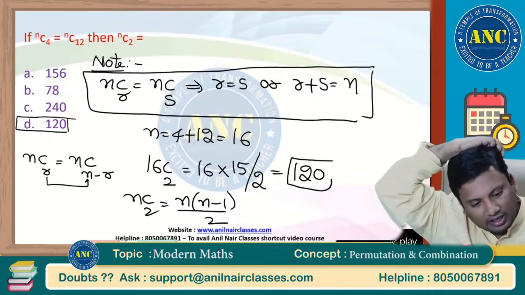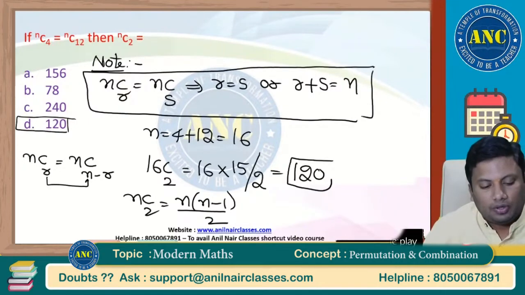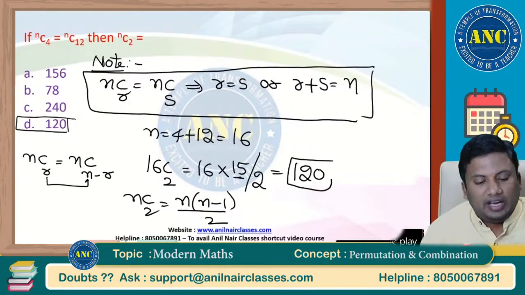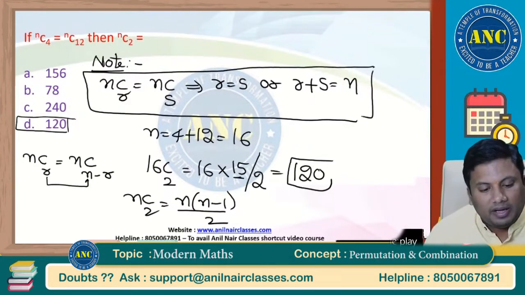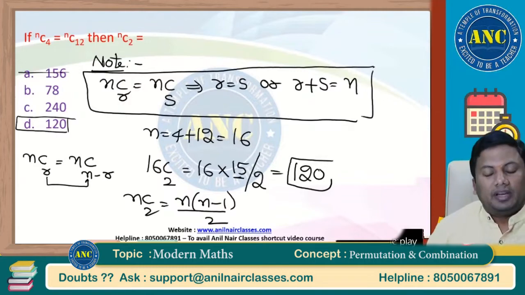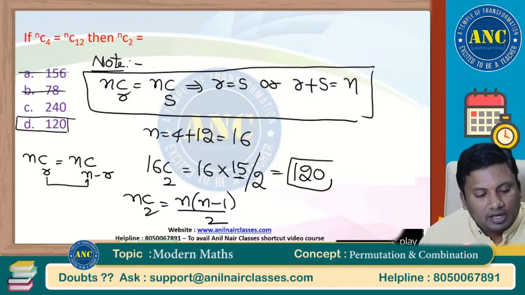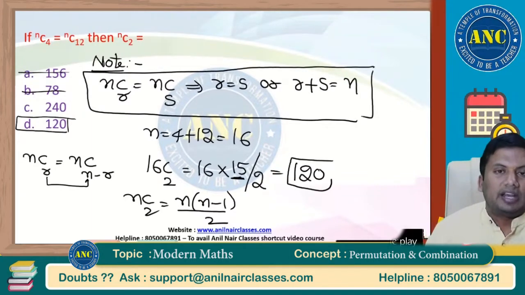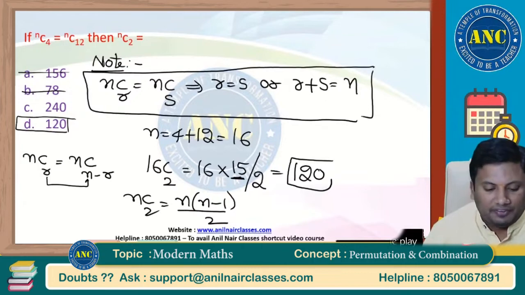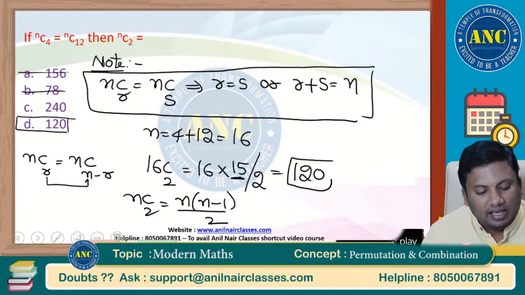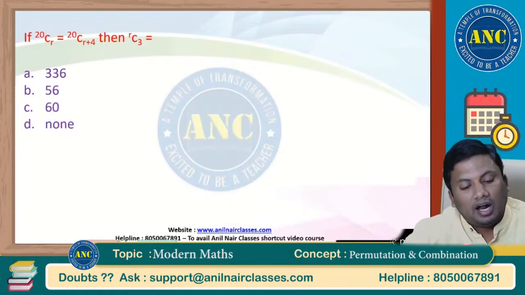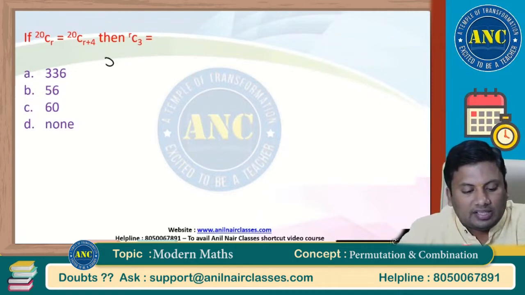Now, you can also play around with the answer options. 15, what are the prime factors? 3 and 5. The answer should be divisible by 5, so the unit digit should be 0 or 5. So 156 and 78 are directly out, just by taking the prime factors of 15. I hope the idea is clear. nCr equivalent to nCs: either r equivalent to s or r plus s equivalent to n. Another exam model question.